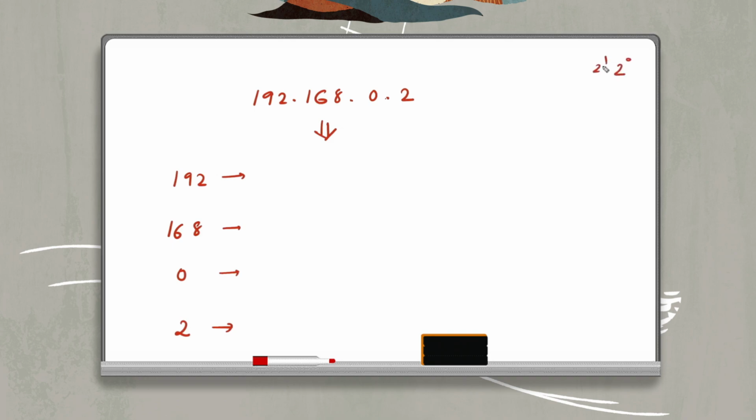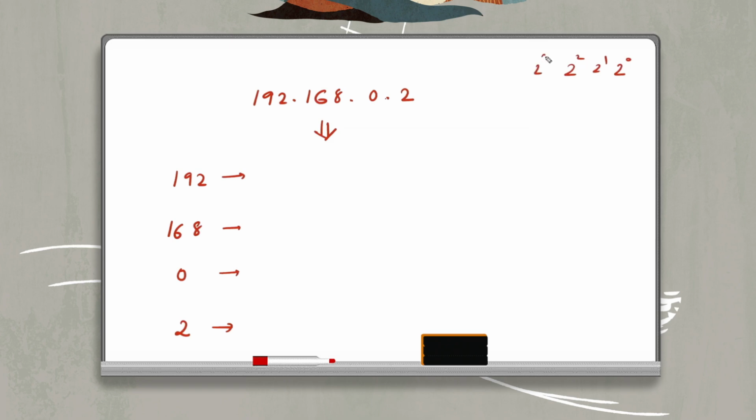Now I'll give you one more example before we move on. 192.168.0.2. Let's say this is the IP address. How do you write it in terms of zeros and ones? How will we write 192? How will we write 168? How will we write 0? And how will we write 2? Remember, this is the key: 2 to the power 0 is 1.